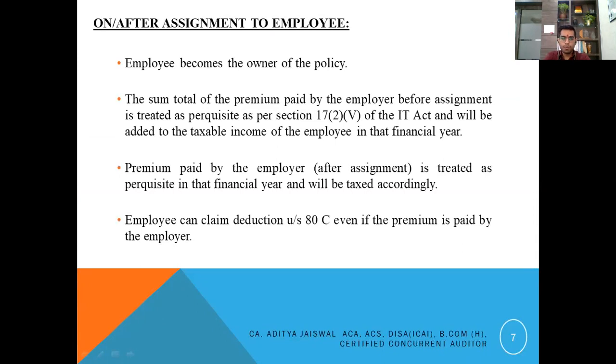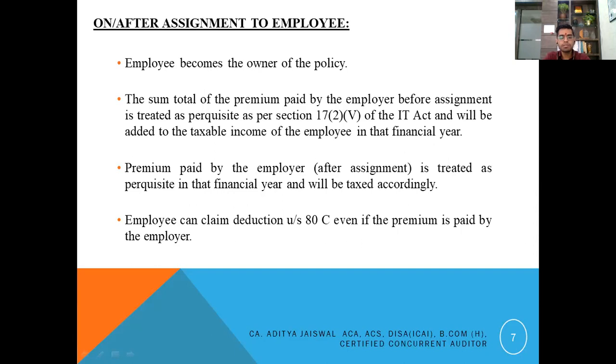Moving on, after assignment to employees. We all know the employee becomes the owner of the policy after assignment. The sum total of the premium paid by the employer before assignment is treated as perquisite as per Section 17, subsection 2, clause 5 of the IT Act, as we have discussed earlier, and will be added to the taxable income of the employee in that financial year. Premium paid by the employer after assignment is treated as perquisite in the financial year and will be taxed accordingly.